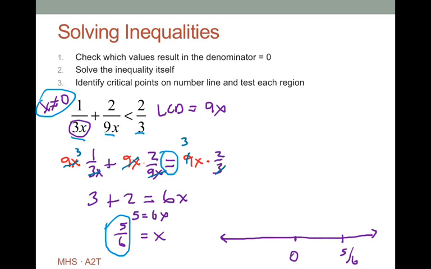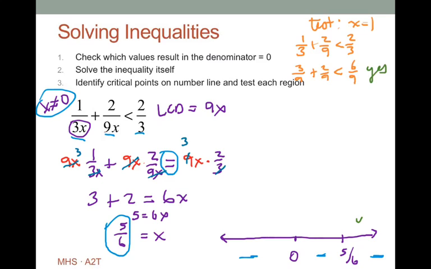Now we need to test points to the left of 0, to the right of 0, and to the right of 5/6 to see which regions are valid. So we'll start with testing at x equals 1. So we'll plug in 1 to our function, and we get 1/3 plus 2/9 is less than 2/3. Now once again, you've got to find common denominators to make a valid comparison, and we're going to end up showing that 5/9 is less than 6/9, which is true. So the region to the right is valid.